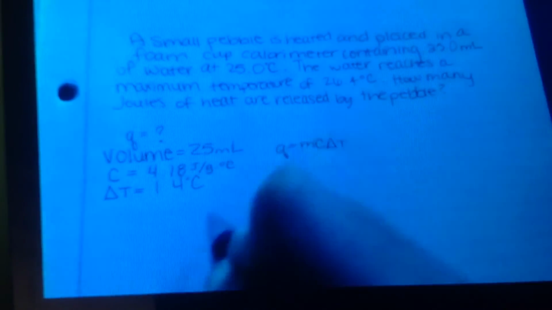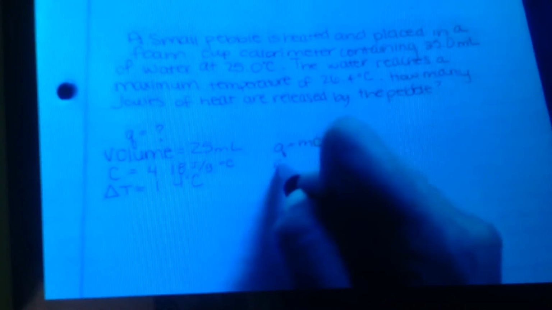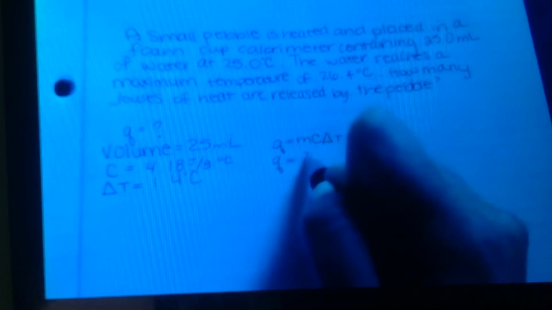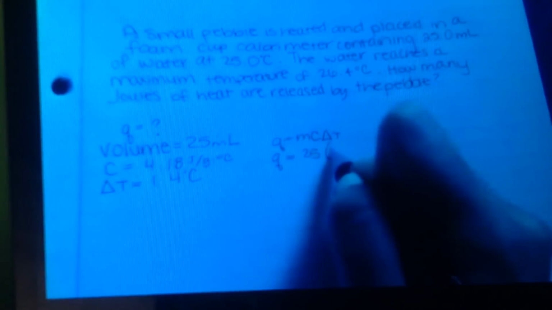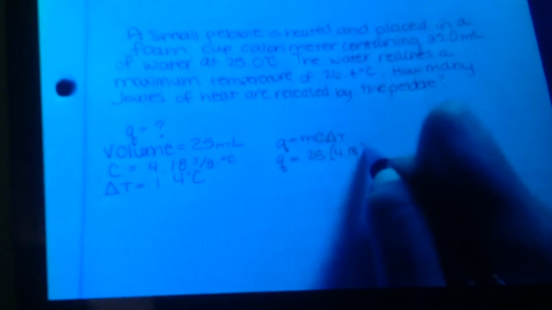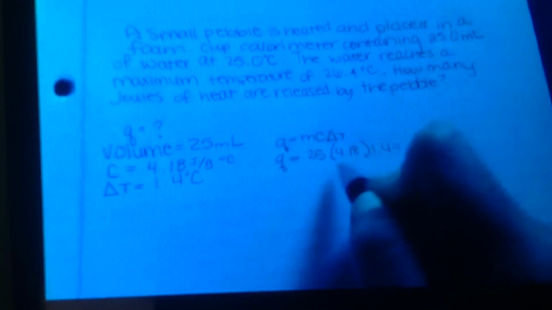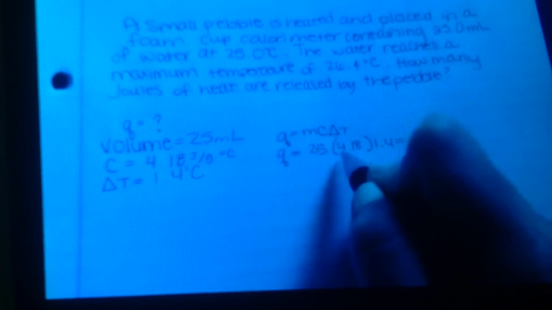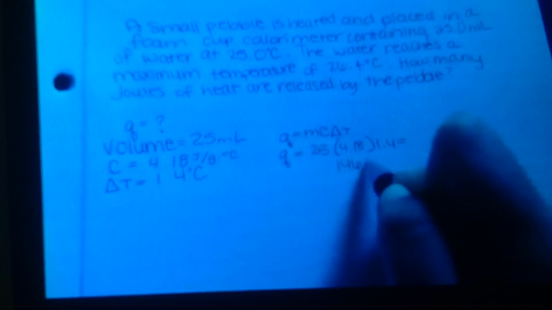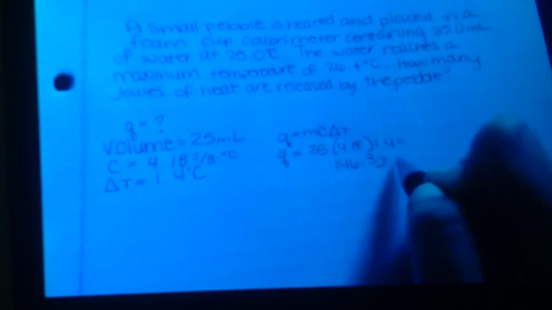So to start off this problem, you have the equation Q equals mc delta T, and then you just want to plug in your values. So Q equals 25 times 4.18 times 1.4, and the answer you get is 146.3 joules released.